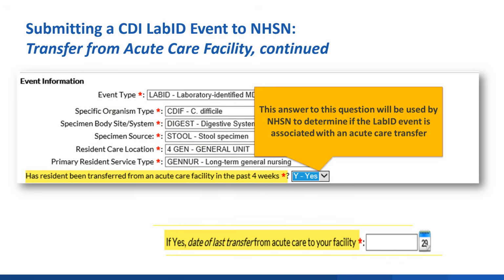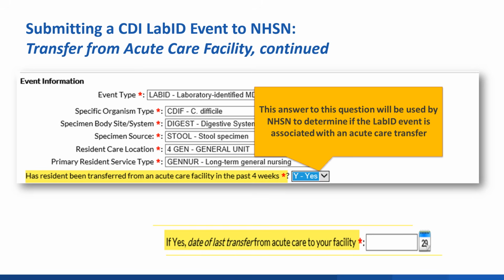As a reminder, this question will be used by the NHSN application to determine if the CDI LabID event should be categorized as acute care transfer, long-term care facility onset, or ACT low, if it is a long-term care facility onset event. Long-term care facility onset, or low, means the date specimen collected is more than 3 calendar days after current admission to the facility. For example, on or after day 4.